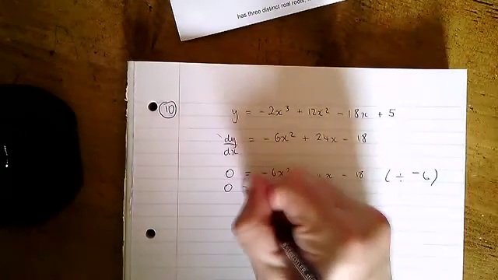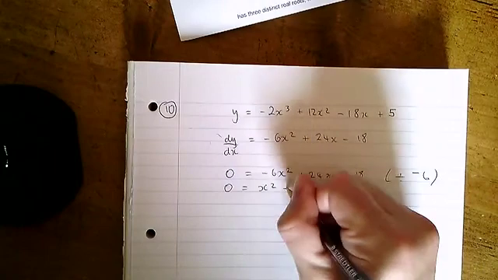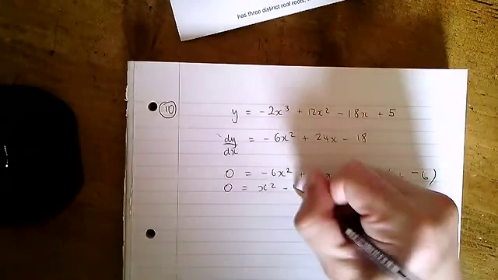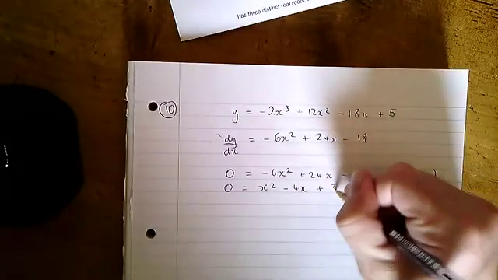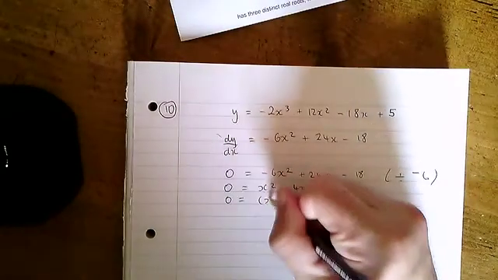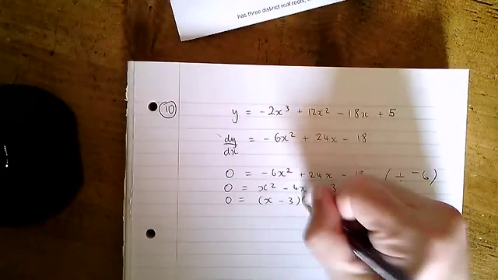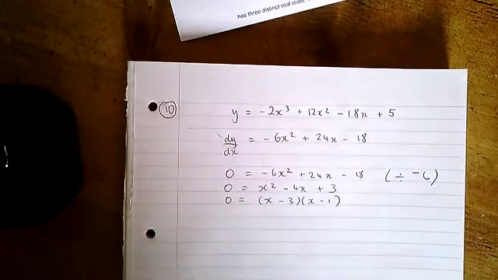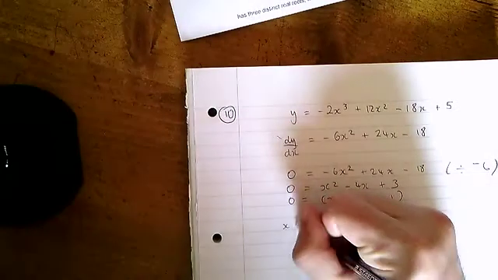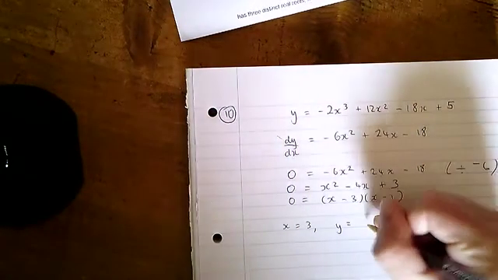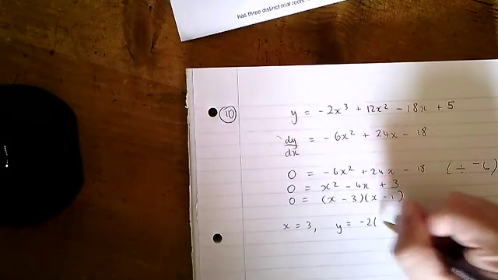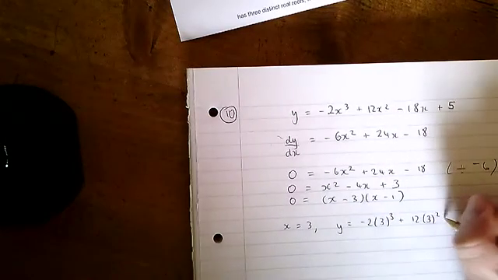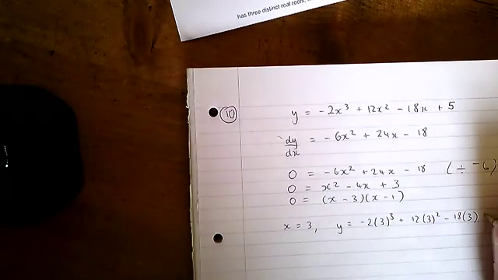So that's going to give me 0 is equal to x squared minus, now I'll change these to their opposite signs, so minus 4x and then plus 3. So 0 is equal to (x minus 3)(x minus 1), because they add up to minus 4 and multiply to plus 3. So x equals 3, y is equal to minus 2 times 3 cubed plus 12 lots of 3 squared minus 18 lots of 3 plus 5.